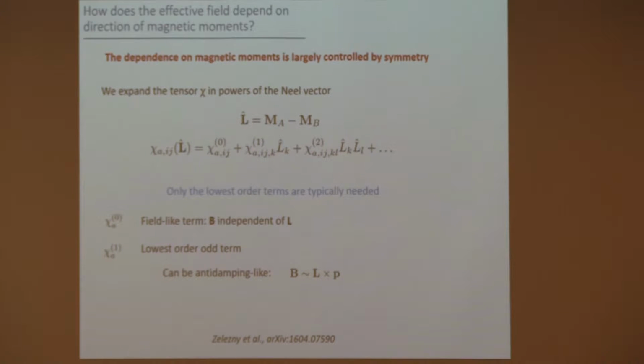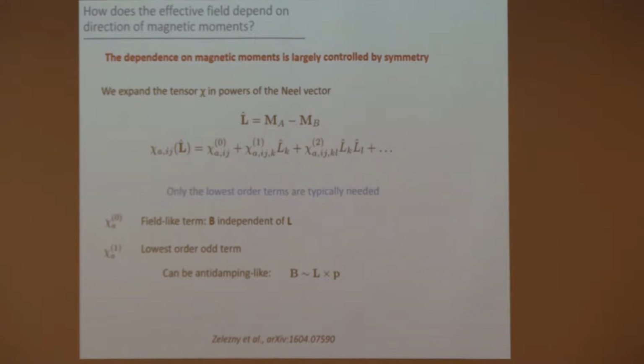So we need to understand how the effective field will depend on the direction of magnetic moments, and this is because we are interested in some switching. During the switching process, of course, the direction of magnetic moments will change, and then in general the effective field will depend on this direction.